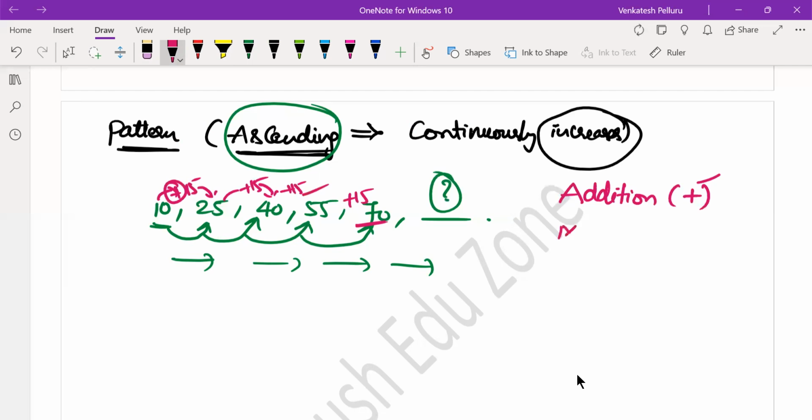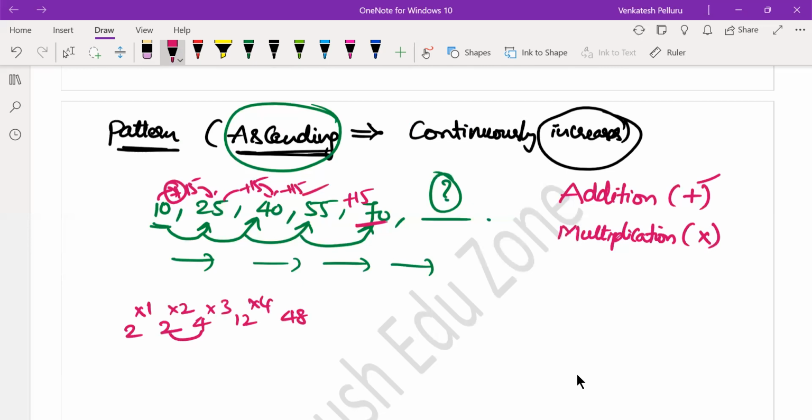Then the second mathematical operation or symbol that results in a continuously increasing number series is multiplication. So let's suppose that my first number is 2. If I multiply this by 1, it will be 2. It doesn't increase. But if I multiply it by 2, then it becomes 4. Then again, if I multiply by 3, it becomes 12. If I multiply by 4, it becomes 48. Look, 2 2s are 4, 4 3s are 12, 12 4s are 48.